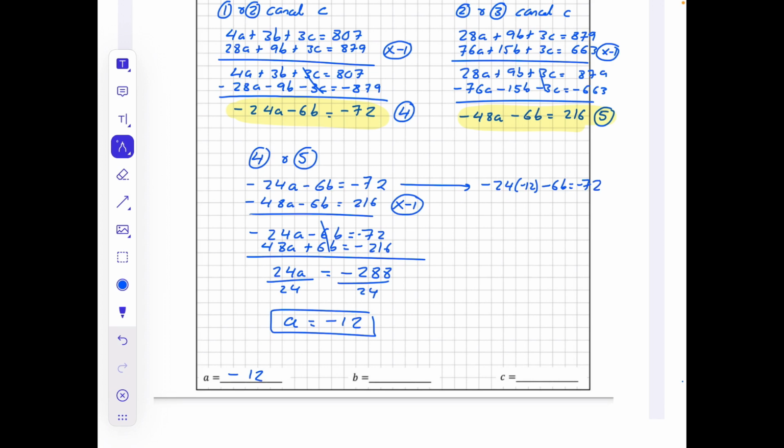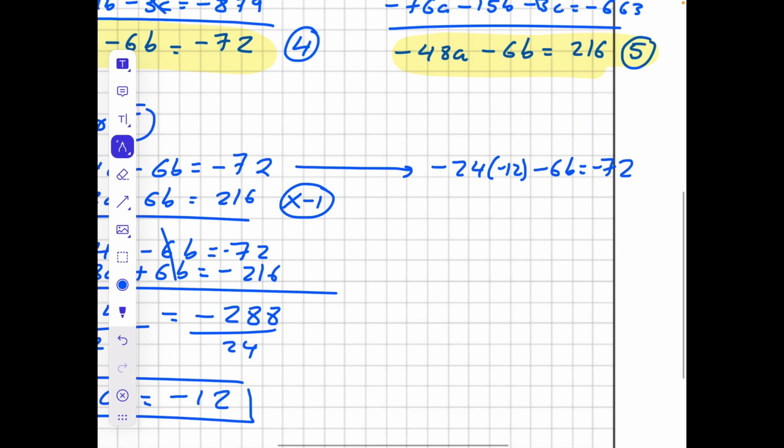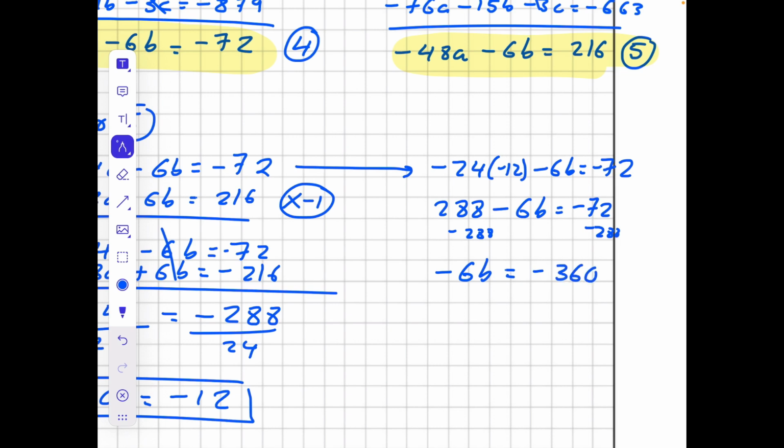Okay, negative 24 multiplied by minus 12 is going to give me 288. Minus 6b is equal to minus 72. Subtract 288 from both sides. So minus 6b is equal to minus 360. Divide both sides by minus 6. We get that b is equal to 60.